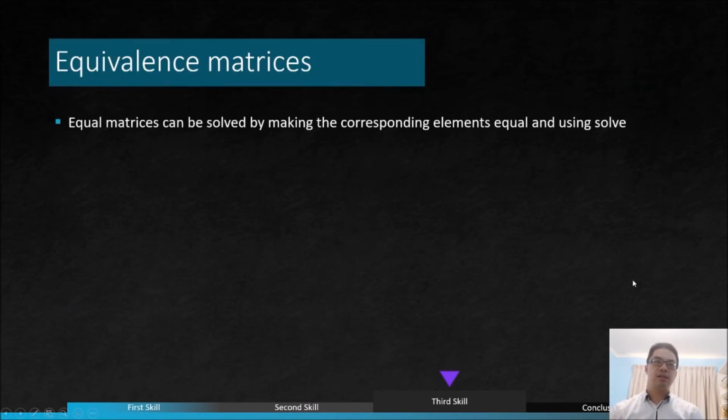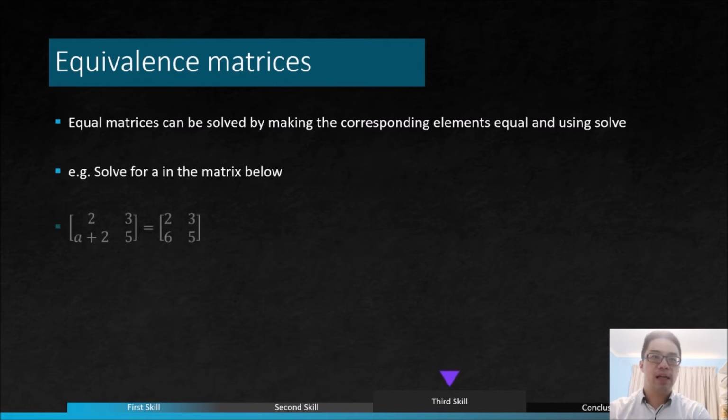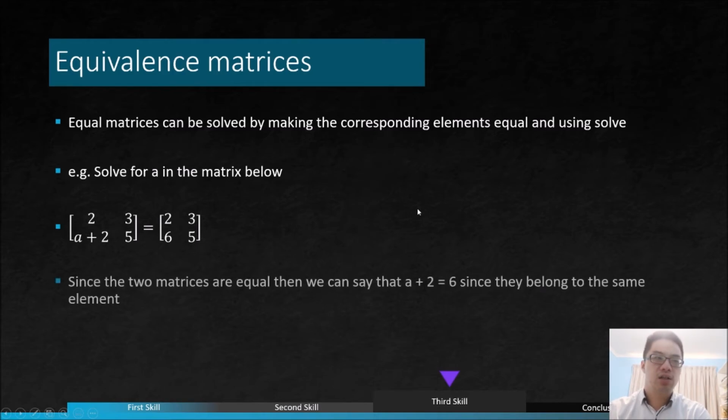Equivalent matrices. Equal matrices can be solved by making the corresponding elements equal and then using the solve function on your CAS. So for example, we need to solve for A in the matrix below. So that means this element is the same as this element. That means A plus 2 is the same as 6. So since the two matrices are equal, then we can say that A plus 2 equals 6 since they belong to the same element.